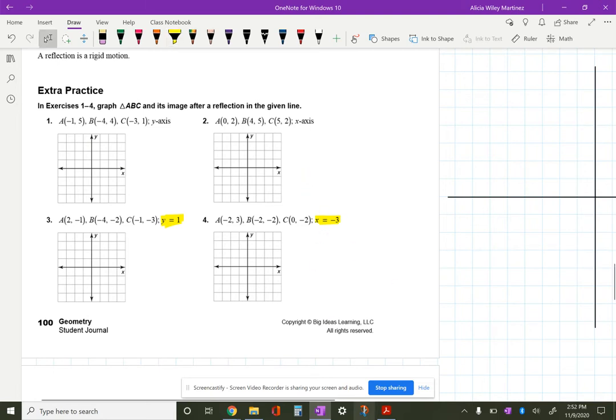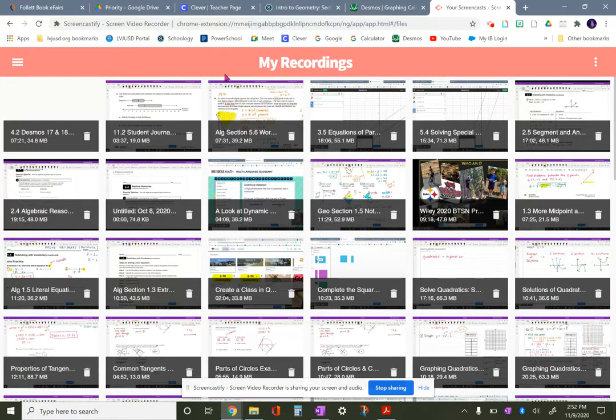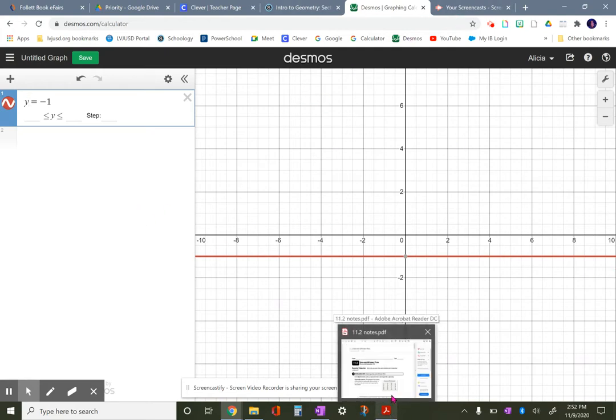Now, if you don't know what these lines look like, the best bet is to go to desmos.com and just type it in. So if I don't know where x equals -1 is, I would type it in and I could clearly see that it's a vertical line going through where x equals -1. I can do the same thing with y equals and see it's a horizontal line. So use Desmos to help you if needed.